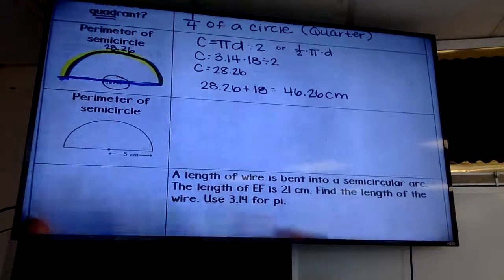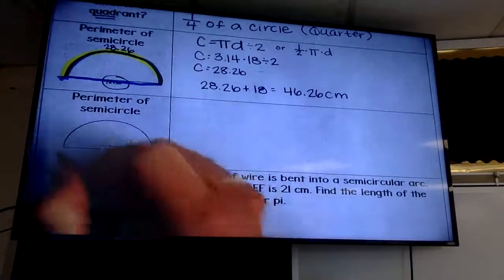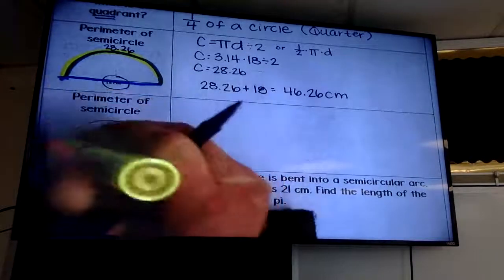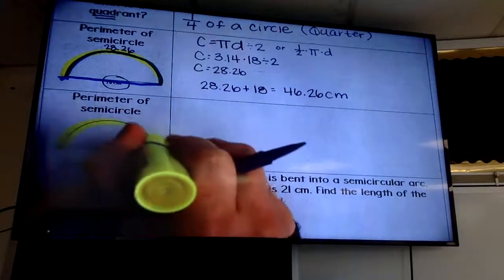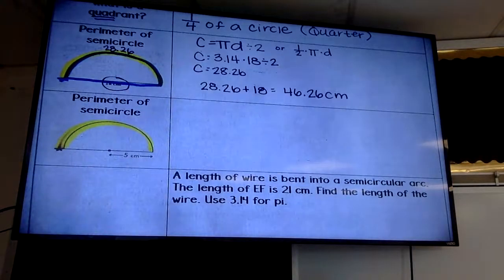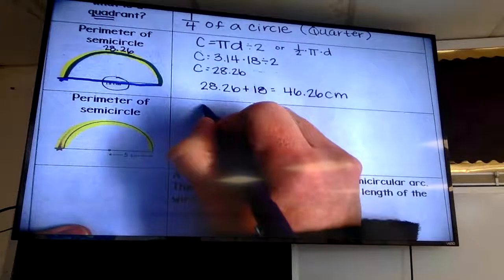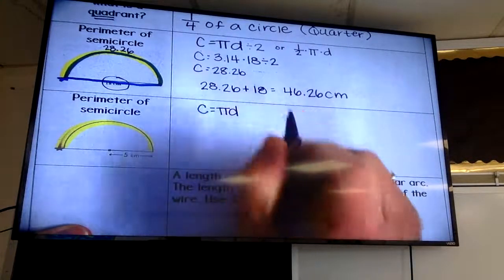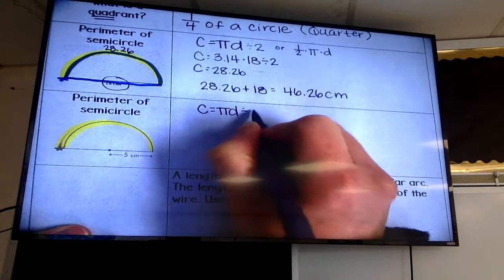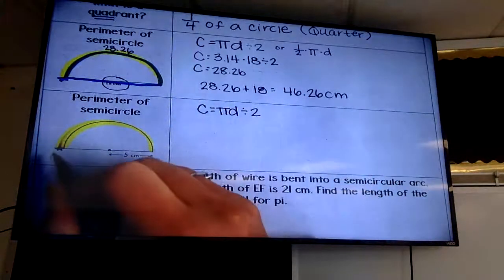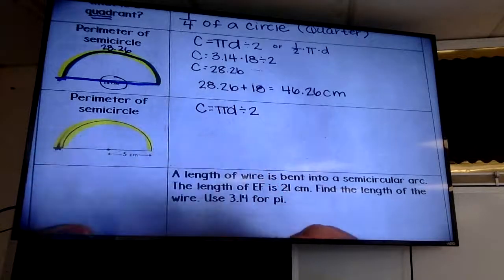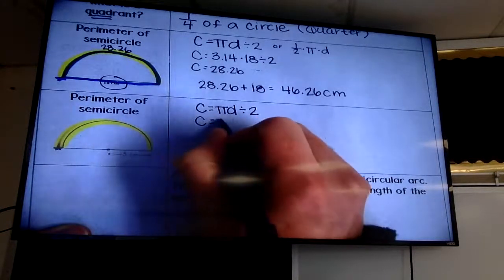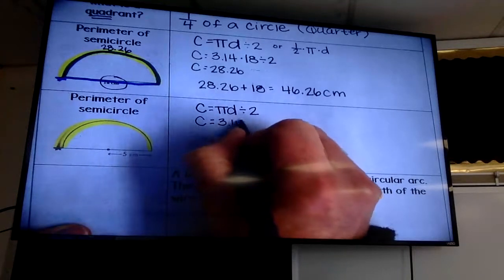All right, let's try that thought again. So again, perimeter of a semicircle. So I'm starting here, and the first thing I'm going to do is follow my arc. Okay, so I'm going to do that highlighted portion. So to do that, again, I need to do my circumference formula, but it's a semicircle, half of a circle, so I'm going to divide it by 2. That'll give me just that highlighted portion. So I'm going to plug in my information. Circumference equals 3.14 times the diameter.